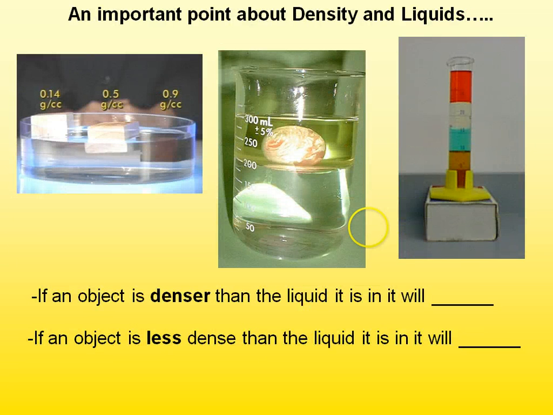One last thing on density, an important point about density in liquids. So if an object is more dense than the liquid it is in, it will sink. Okay? So if I put a rock in a glass of water, it's going to sink because it's more dense. If an object is less dense than the liquid it is in, it will float. Okay? So if I put a piece of styrofoam in a glass of water, styrofoam's a lot less dense than water, it's going to float.